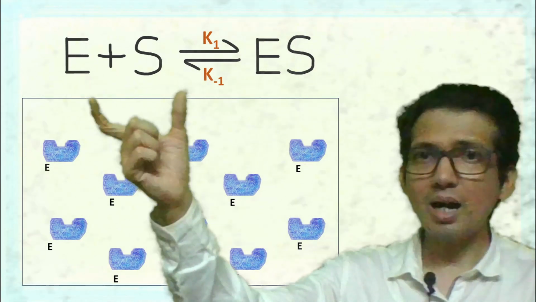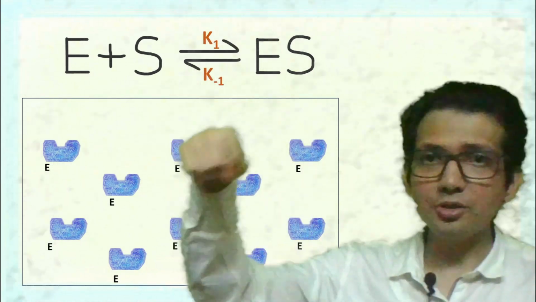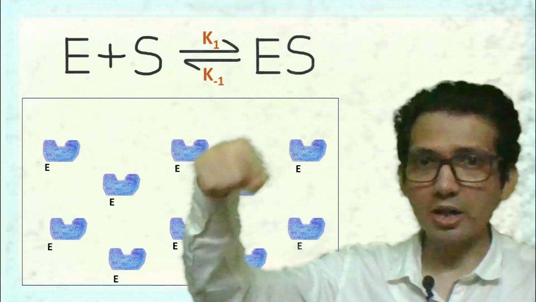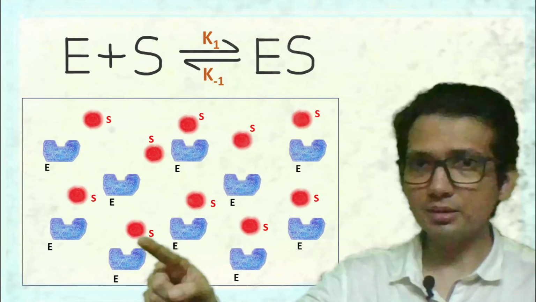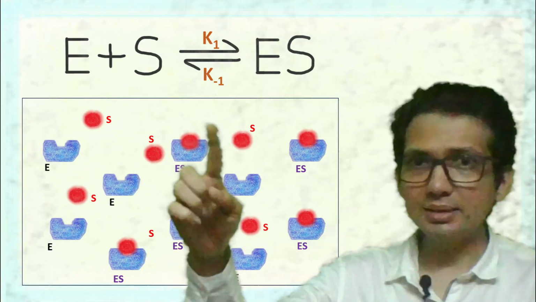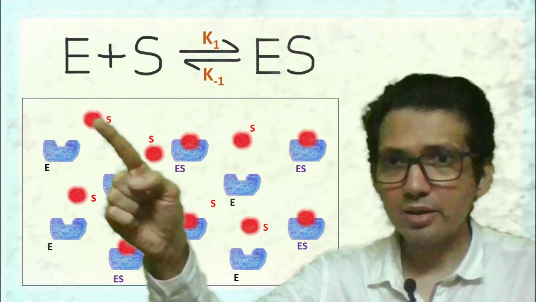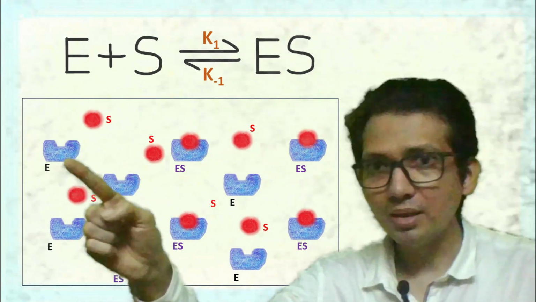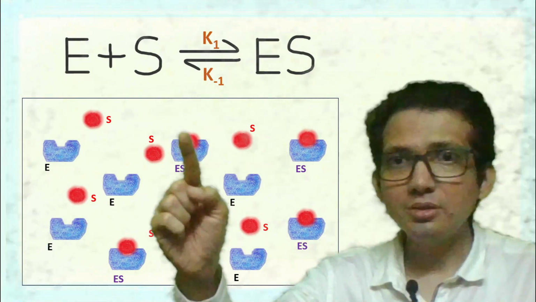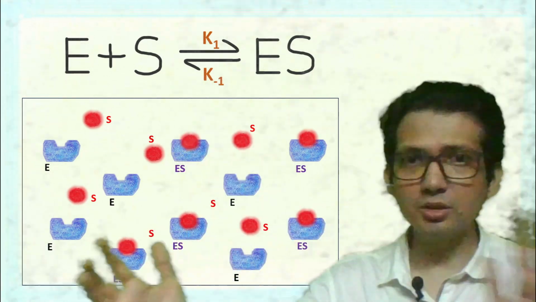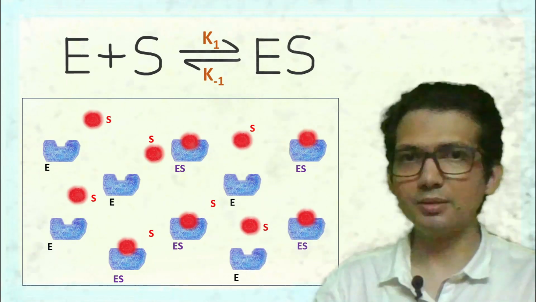So the enzyme reacts with substrate, forming ES complex, and this whole reaction is under equilibrium. So this is the free enzyme, this is a substrate, and this is the ES complex, and the rate at which the substrate reacts with the enzyme is equal to the rate at which the substrate is released from the enzyme. So this whole phenomenon is under equilibrium.